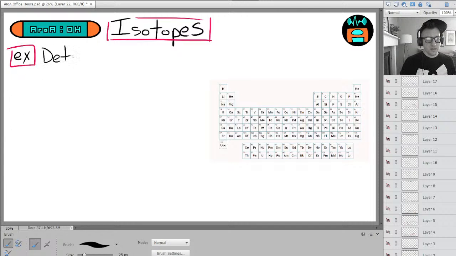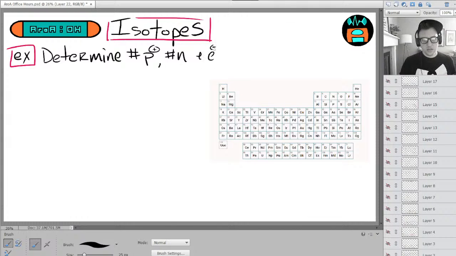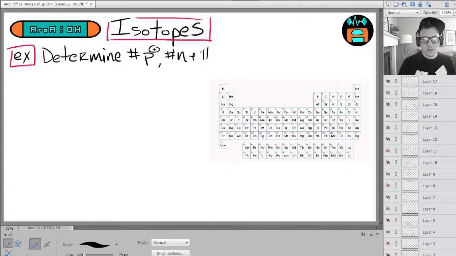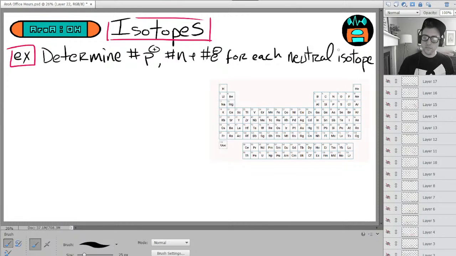Determine the number of protons, neutrons, and electrons for each neutral isotope. All right, so we're going to do a few of these.